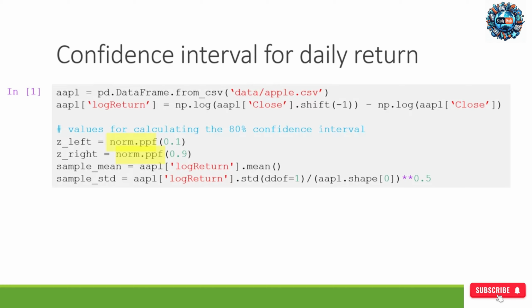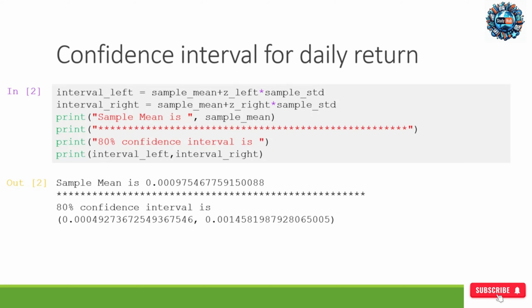Then we can calculate the sample mean and standard deviation of the sample, in which the population standard deviation is replaced by the sample standard deviation. The 80% confidence interval is printed out. The average return of Apple stocks falls in this interval with 80% chance. Notice this interval is on the positive side. It implies that the average return is very likely to be positive.